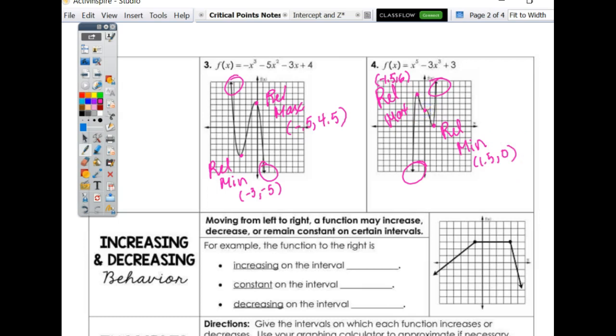What's this point? So this is the point of inflection, right? It changes shape, but it keeps decreasing. Changes shape, but it keeps decreasing. So it's a point of inflection there. And I said that was at 0, 3.